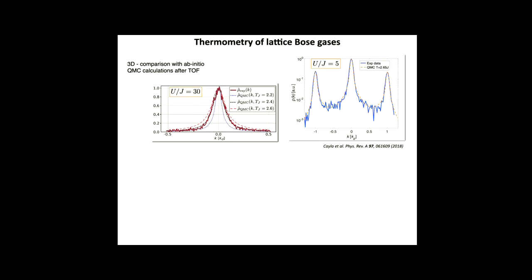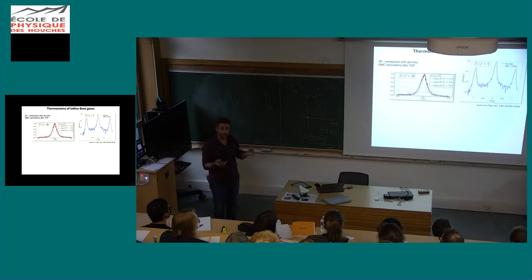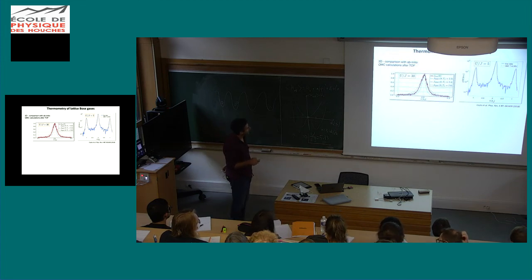So we came recently with our 3D detection in the momentum distribution. And I show you some data of momentum density as a function of momentum. So this is deep in the superfluid regime, U over J equals 5. So you see that it matches. And if we put in QMC data, we can extract the temperature. Okay? And you see that it matches relatively well.